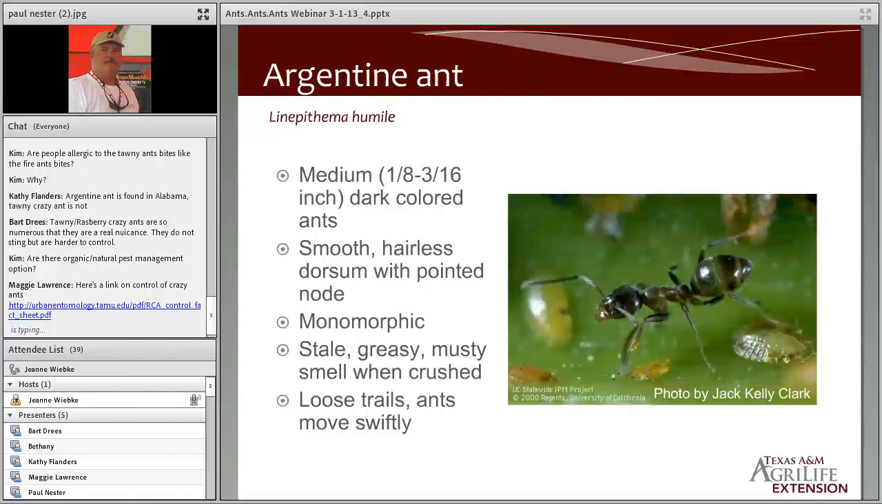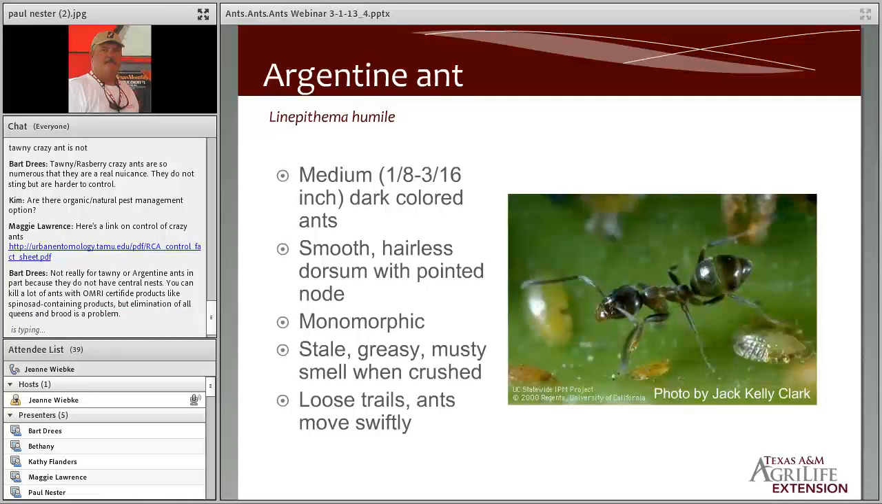And this ant also has the anal gland, or the slit in the back of the thorax, does not have a stinger, does not have a circle of hairs, and from that little slit it can disperse defensive compounds when it comes in contact with other ants. The trails can be loose. The ants can move swiftly. In some instances, these numbers can get very, very high. And so then it becomes a numbers game with trying to control the insect.